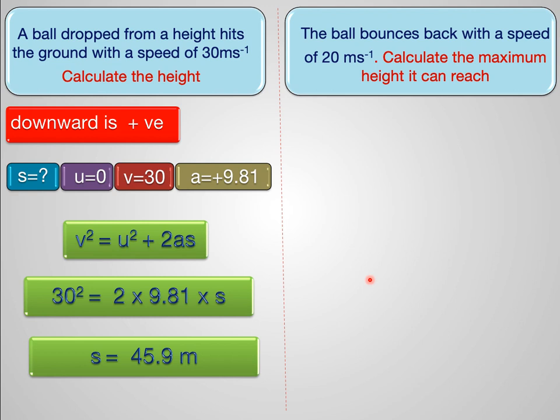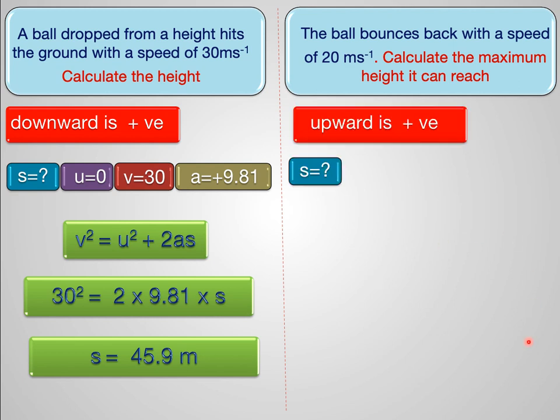The ball, after hitting the ground, it's bouncing back. You can see the velocity has reduced. This will be due to the sound and heat produced due to the impact of the collision. I am taking this time upward as positive. I am going to find the displacement. Initial velocity is given 20.